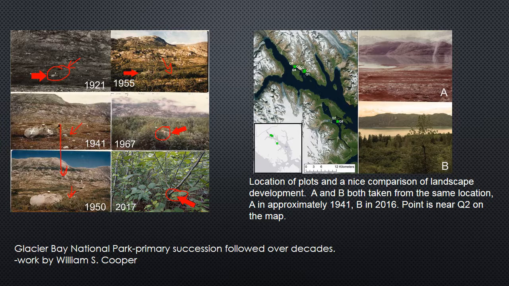And if we look over here on the right, we have something very similar. We're looking at the same plot, A versus B. So the photo in A was taken in 1941, and the same exact place is captured in 2016. So you can see the difference in the communities over time.